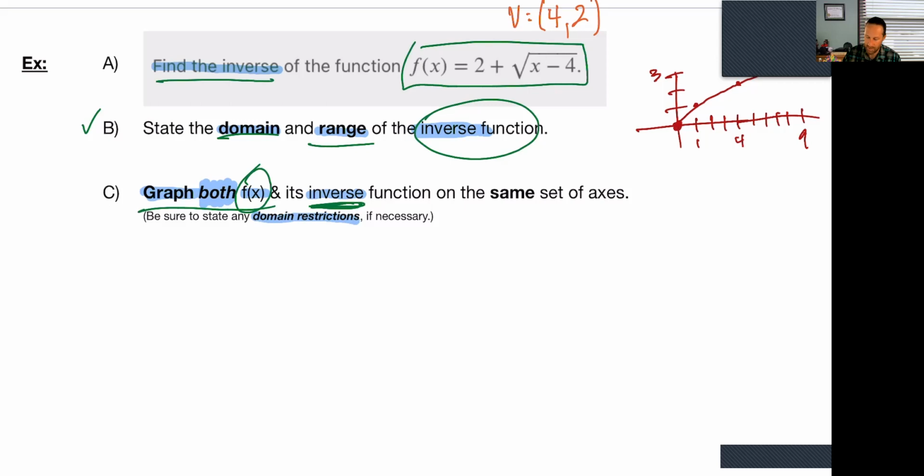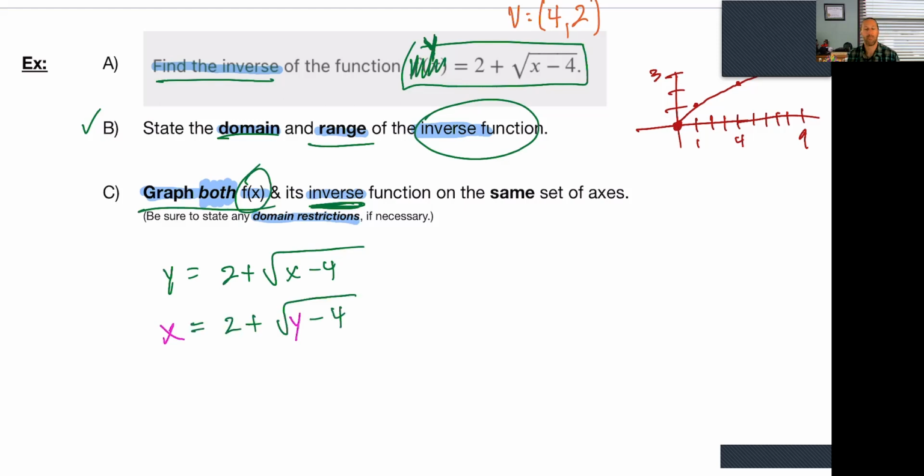Now I don't like the f of x, so for now I'm going to replace it with y because it's easier to write than f of x. And if you remember, y equals 2 plus the square root of x minus 4 is my original function. The first step we do to find the inverse is reverse our x and our y. So the only things that will change are those. Everything else stays the same.